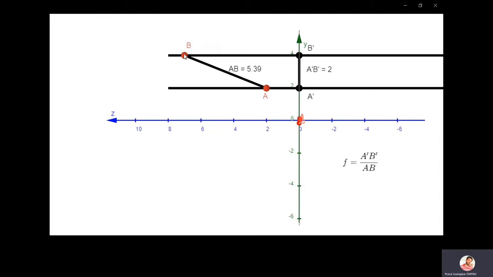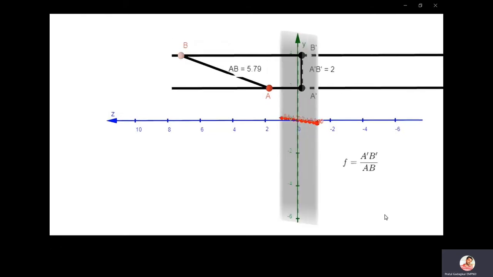Okay. So you notice that if I move this, what is going to happen? A'B' remains the same, and AB is increasing in length. Even if I move it to this side, the same thing happens. AB will be more, and A'B' will be fixed. So this ratio will always be less than 1. It is equal to 1 whenever AB and A'B' are parallel to each other.